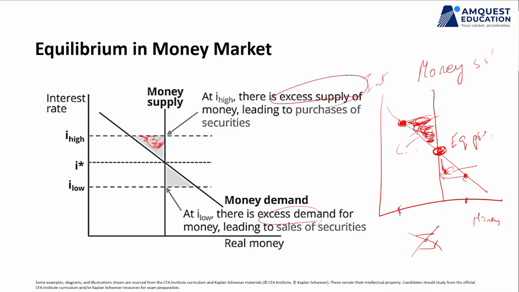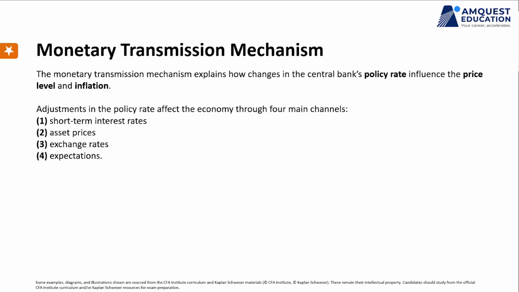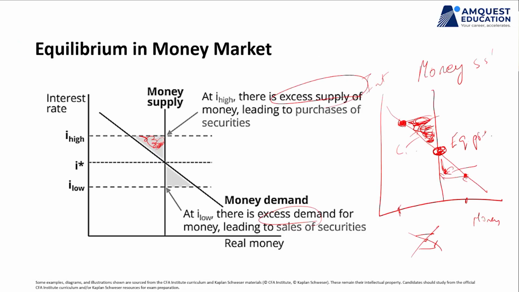If there's excess demand, then the excess demand will result in sale of securities. So RBI is very clear. There should be equilibrium. If the equilibrium is not there, they'll enter the market, they'll do open market operations, and they'll buy and sell as the market changes. Clear, guys? Any questions on this? No, sir. Okay, very good. I hope you answered why.